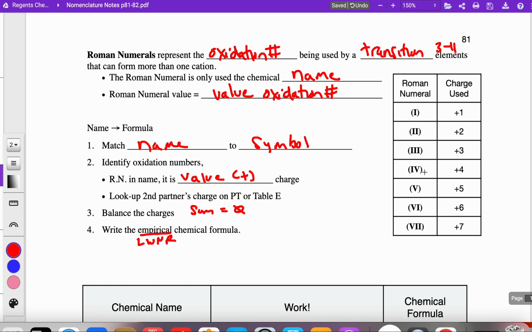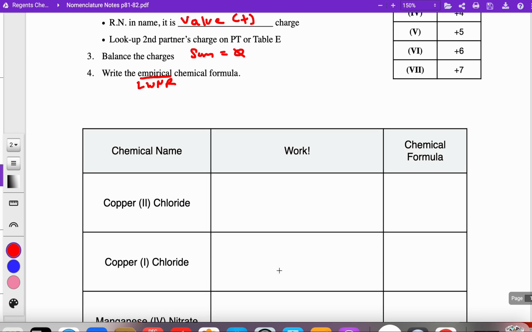The Roman numerals that we need to be able to utilize in the naming are Roman numerals 1 through 7, so make sure you know those. If you see Roman numeral 1 in a name, that means that the cation is using a +1. So the Roman numeral's value equals the value of the positive charge. Let's look at 4 examples here.